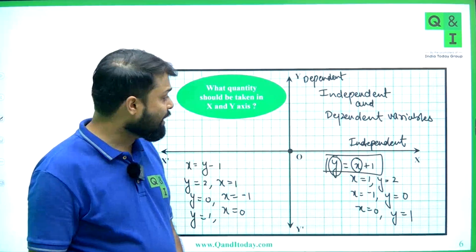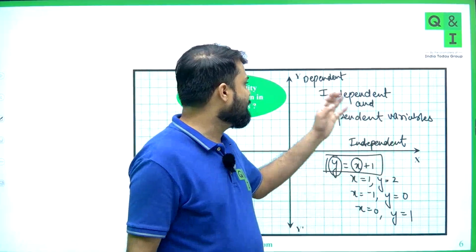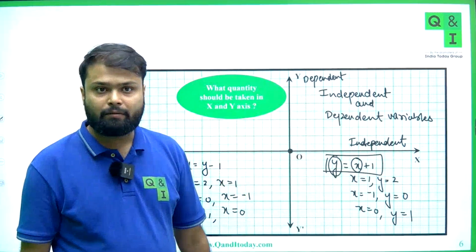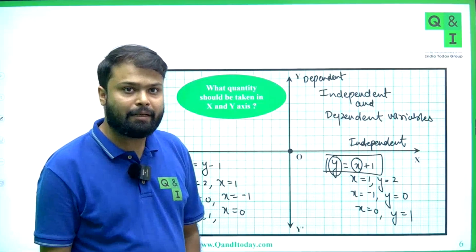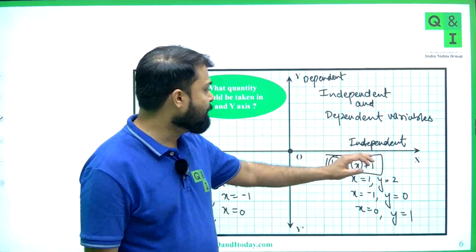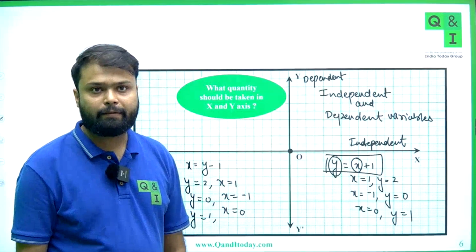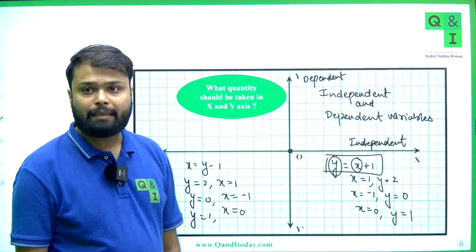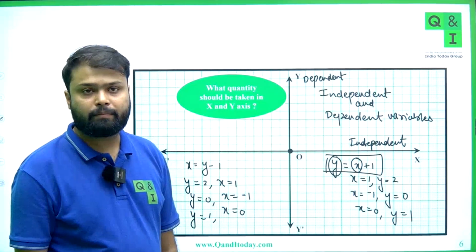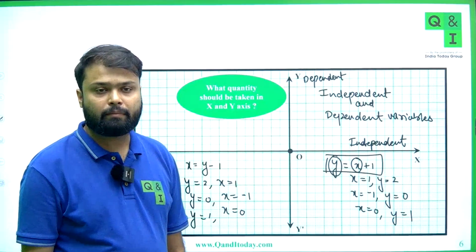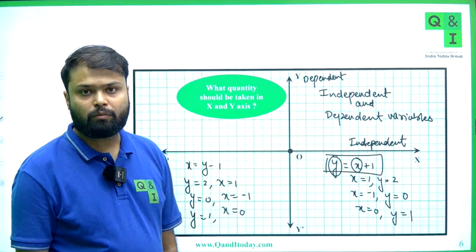You can take the dependent variable on the x axis and the independent variable on the y axis, which is absolutely correct. But generally, for easiness, we take independent variables on x and dependent variable on y. Okay? Is this clear to everyone? Yes, sir.